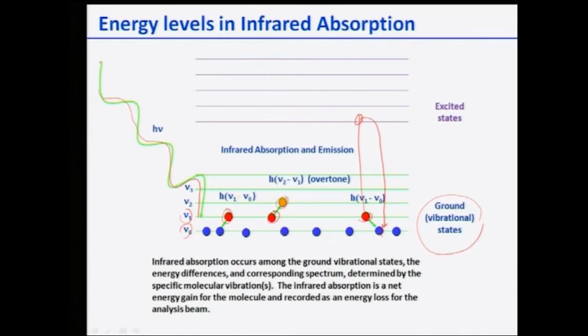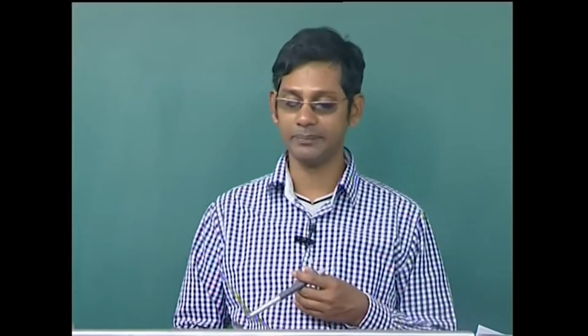Absorption basically occurs among the ground vibrational states in the energy difference, and the corresponding spectrum is determined by the specific molecular vibrations. That is what is important. The infrared absorption is a net energy gain for the molecule and is recorded as energy loss for the analysis beam. So the molecule absorbs energy, gaining energy from the infrared input radiation, and as a result there is an energy loss in the analysis beam, that means the beam coming out of the material after interaction. That can be determined easily.